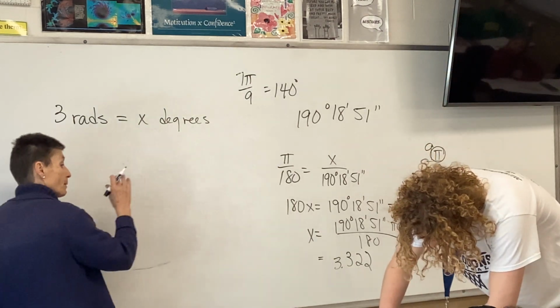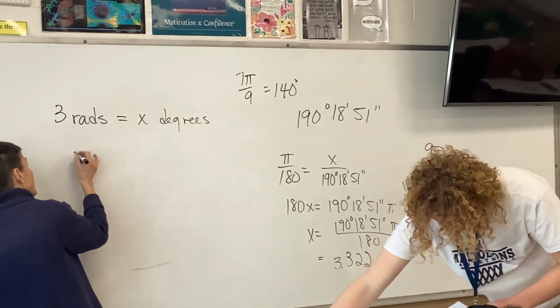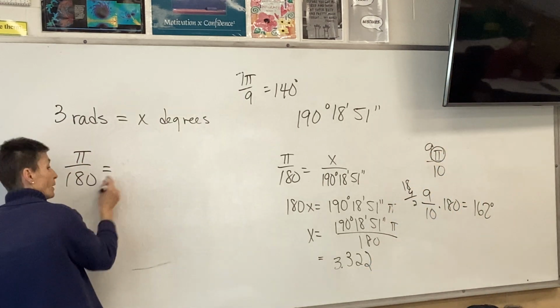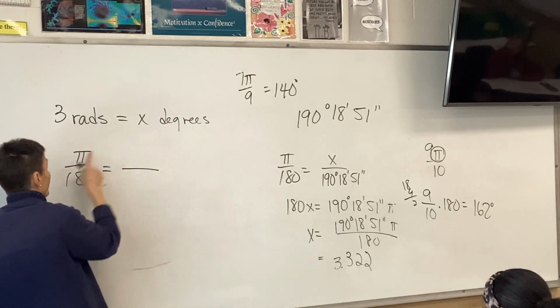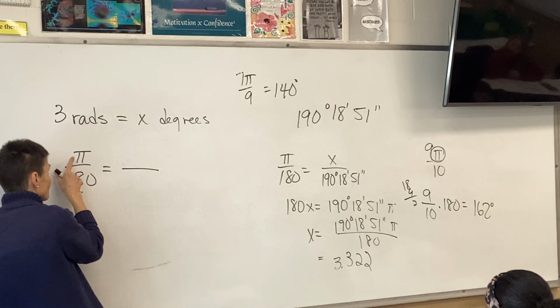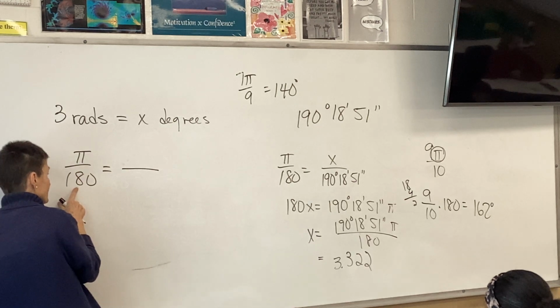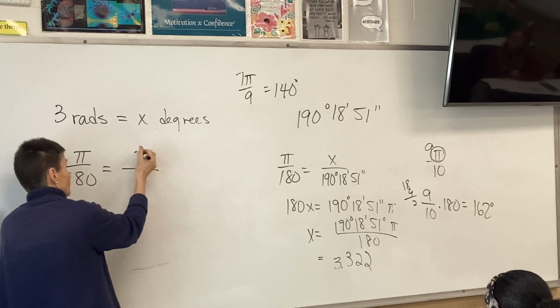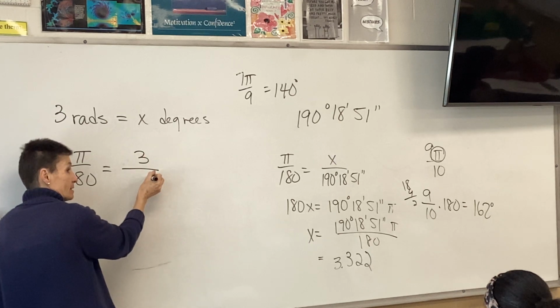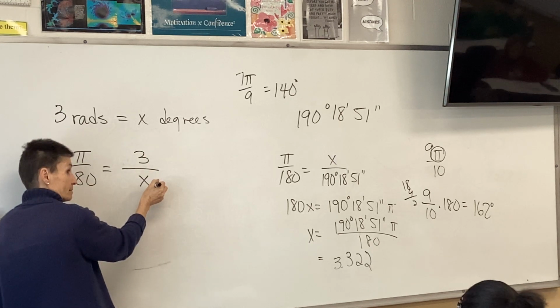Okay, let's go back to a couple minutes ago. Remember when we set up a proportion and said pi is to 180? What would go over here in this problem? This is pi radians and 180 degrees. So what am I going to put over here? 3 radians and x degrees?